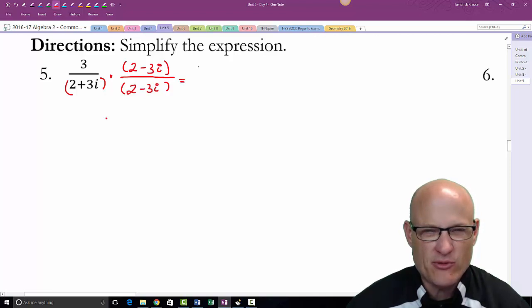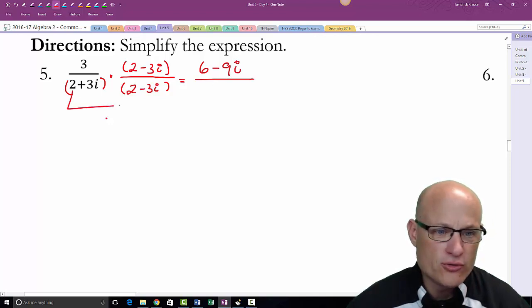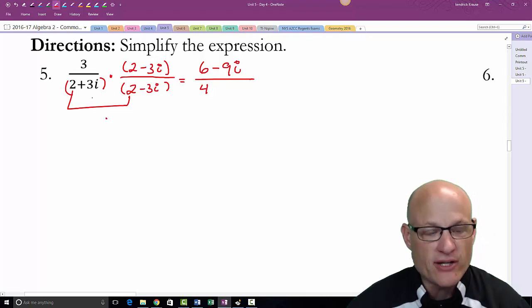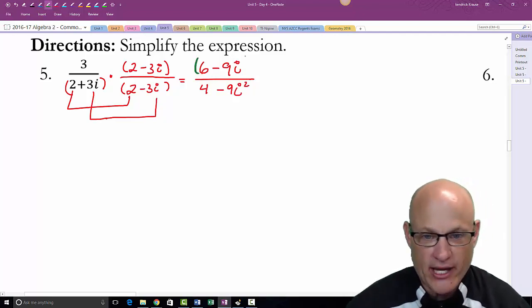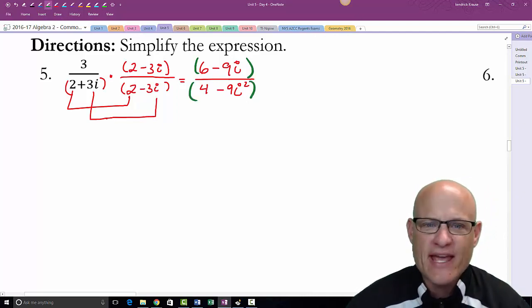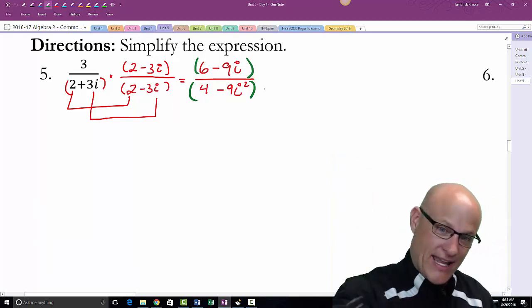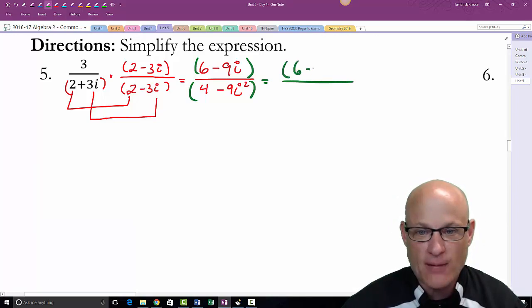If I do that, in the numerator, remember these ones I want to distribute. I get 6 minus 9i, all over 2 times 2 is 4. Because they're conjugates, I don't need to do all of the terms. I'm just going to do these two, which is minus 9i squared. You can't cancel that 9 and the 9 there, and the i's can't cancel. Not going to happen, kids. The numerator is a married couple and they want to stay married.